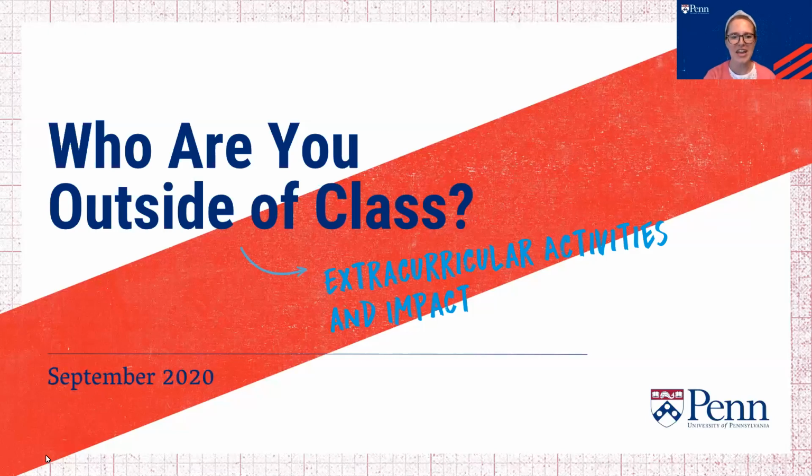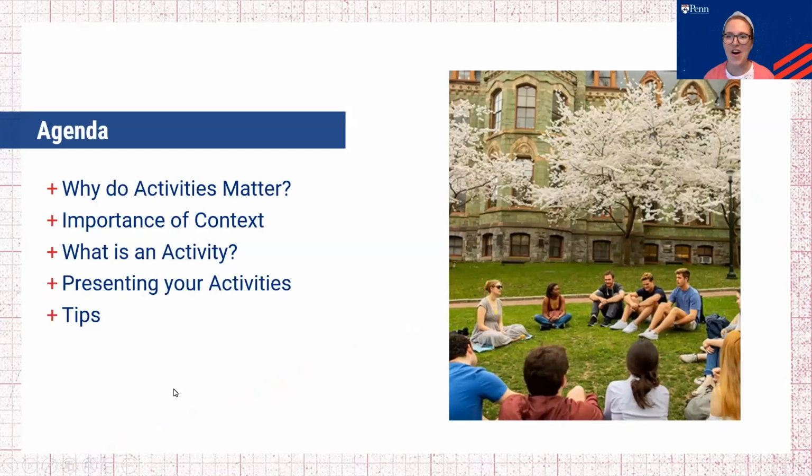So as we get started, we want to cover the agenda of what we'll be going through today. First of all, we'll be talking about why activities matter in the college admission process. We'll also be talking about the importance of context and how admission officers use context when we look at those extracurricular activities. We'll also spend some time talking about what an activity is and how you can think about the things you're doing outside of the classroom. And we'll go over some tips as to how you can best present those activities on your application and close with some of our final suggestions on how you can approach the activities section of your application. So with that, I will turn it over to Diana.